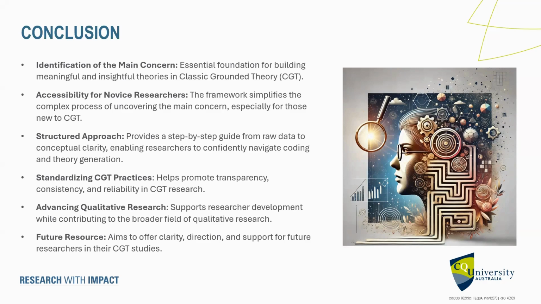The development of this visual guide offers a structured, step-by-step approach that simplifies the journey from raw data to conceptual clarity. It empowers researchers to navigate the iterative nature of coding, comparison, and theory generation with more confidence and precision. By making the implicit explicit, this framework contributes to standardising classic grounded theory practices, providing transparency in the research process and promoting richer, more reliable findings. Ultimately, it's a tool that supports not only researcher development, but also advances the entire field of qualitative research.